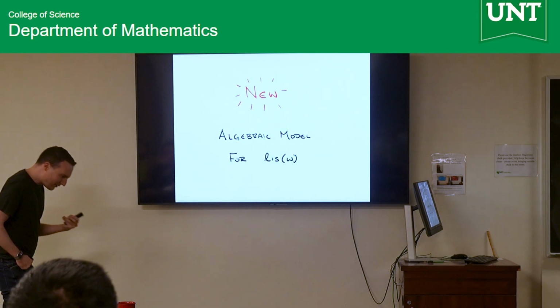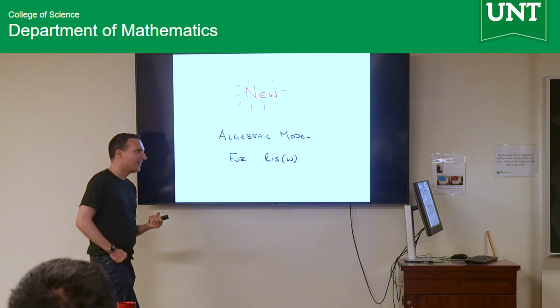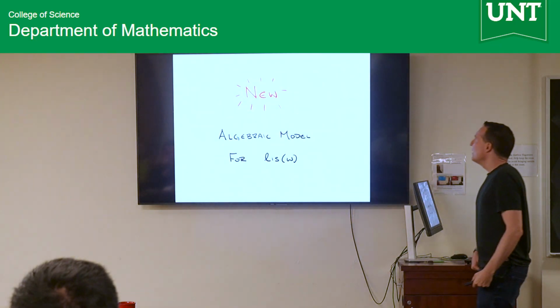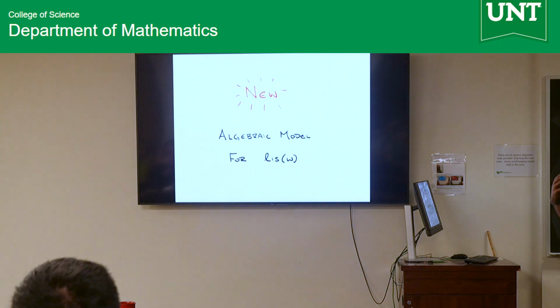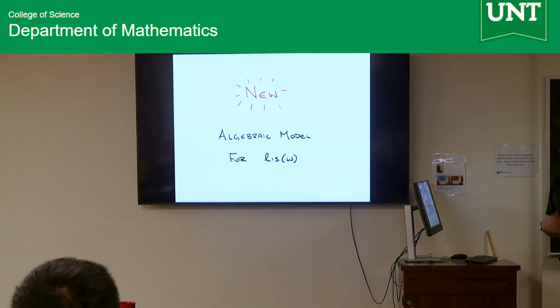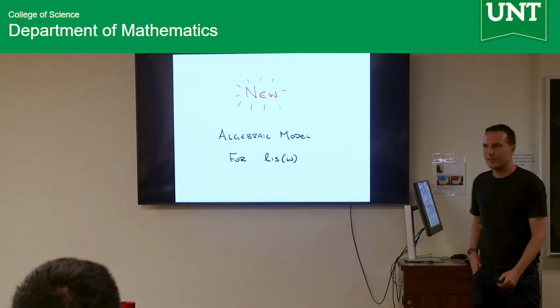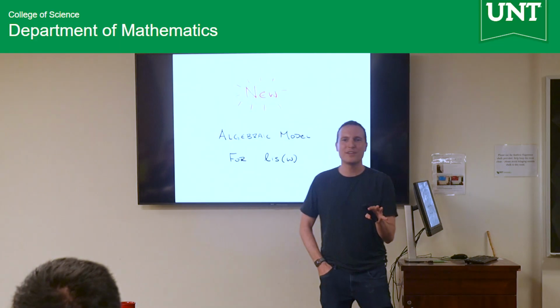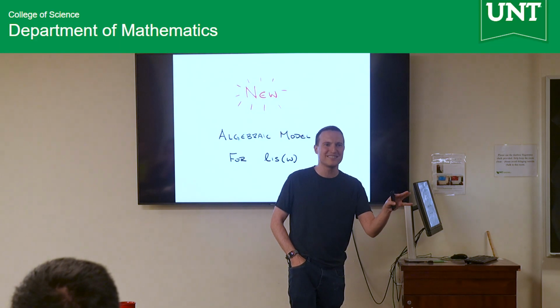So everything that I talked about up until now has been known for about 50 years at least. But now I'm going to talk about something new, right? An algebraic model for this longest increasing subsequence statistic. But before I get to the new stuff, I'll pause for questions.